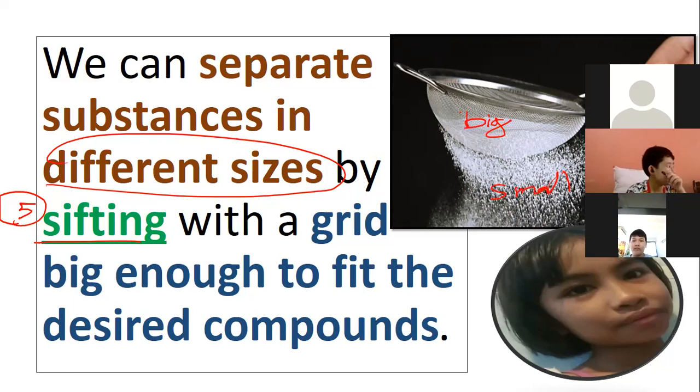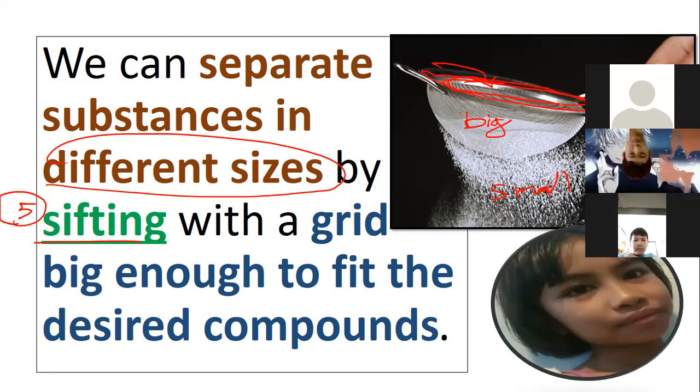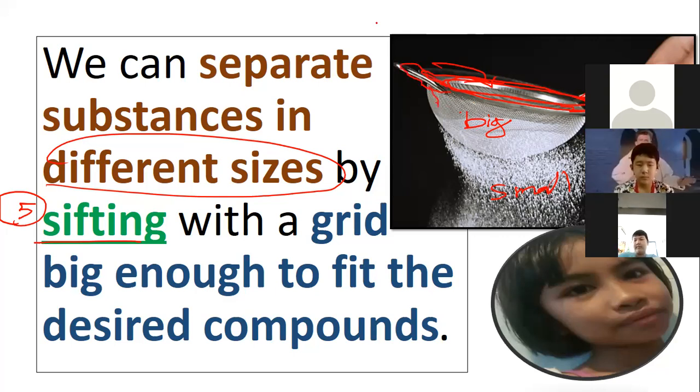Fruit. Huh? Fruit. Okay, what is this? It's like a salt. Not salt, this one, the one that he is holding. What's this? Strainer, no? In English, that is strainer.